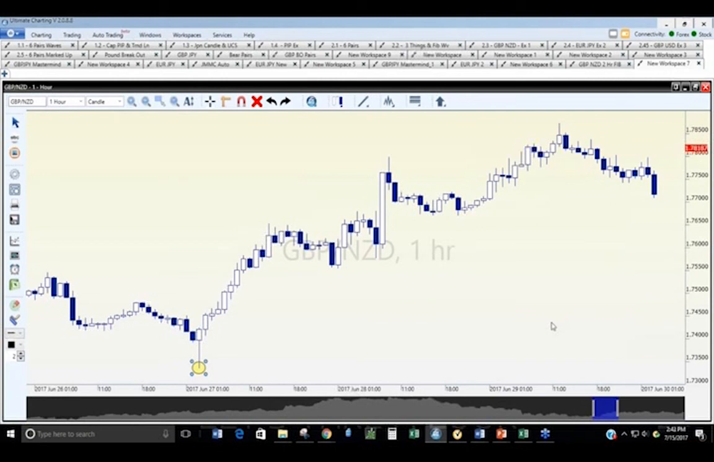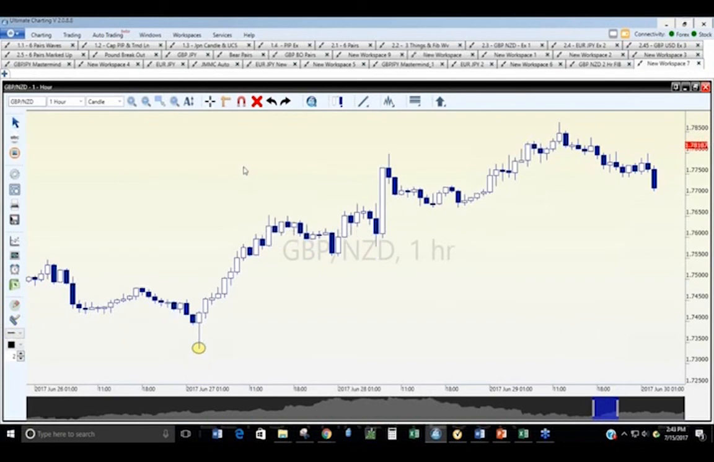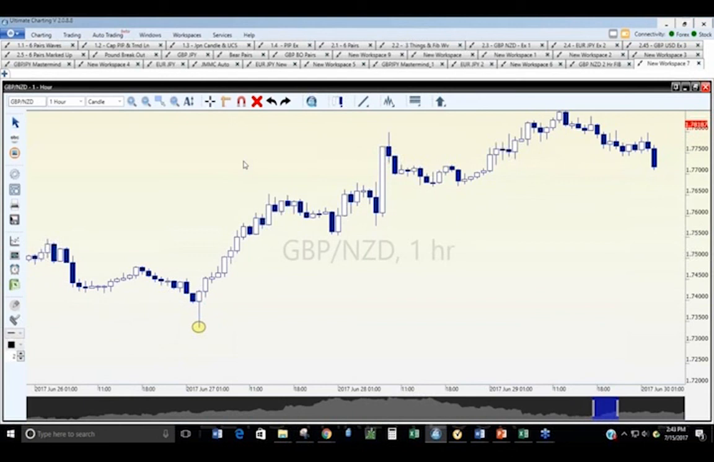Now, this is what a screen looks like for ours. We call this the ultimate charting software. I'm going to give everybody the opportunity to try this out. Now, on the bottom right down here, you're going to see the time. This is the time. So 2017, June 27th at 1 in the morning, 1800.